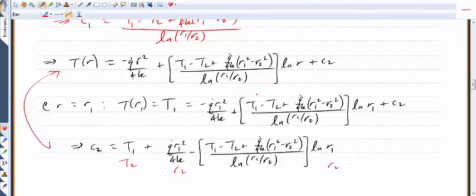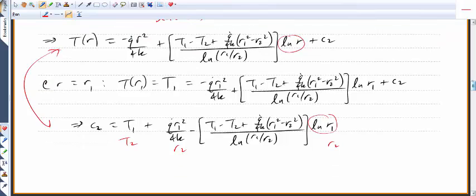Also, you see we have in the square brackets the same identical terms of constants here, and the only difference is you have a natural log of r up top and a natural log of r1 on the bottom. So we'll combine all these to get our exact solution.